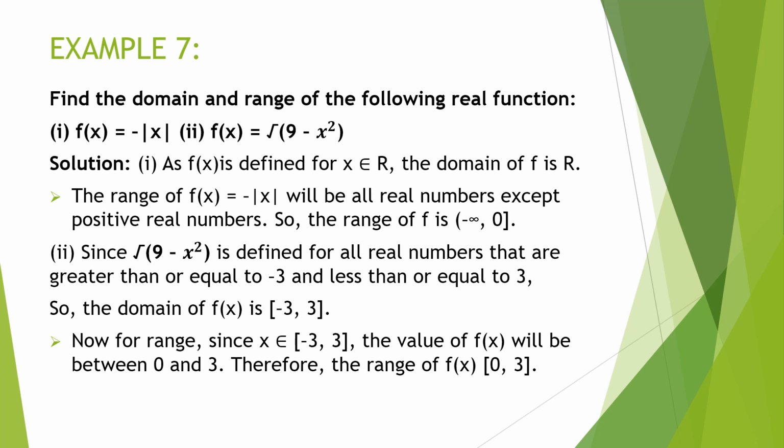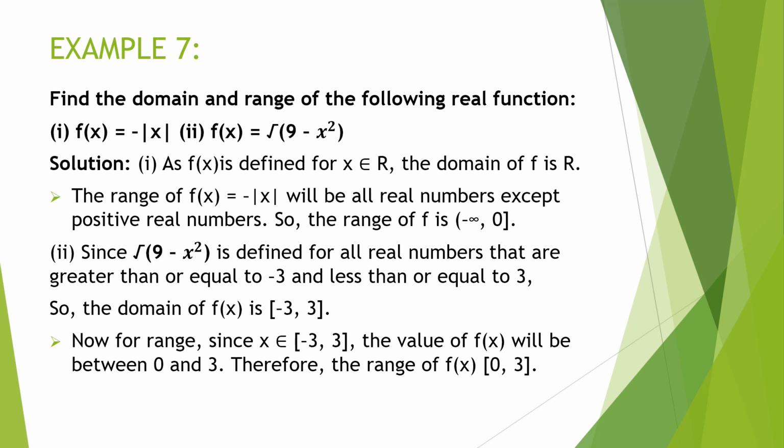Second one, f(x) is equal to root of 9 minus x square. Now here it is defined for all real numbers that are greater than or equal to minus 3 and less than or equal to 3. Why? Because when you take a root of a number, that number should be greater than or equal to 0. 9 minus x square greater than or equal to 0. 9 greater than or equal to x square means x square less than or equal to 9. That means the value of x should be between minus 3 and 3. So the domain of f(x) is the closed interval minus 3 to 3.